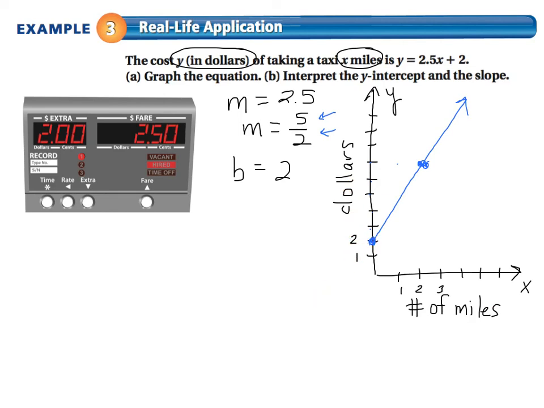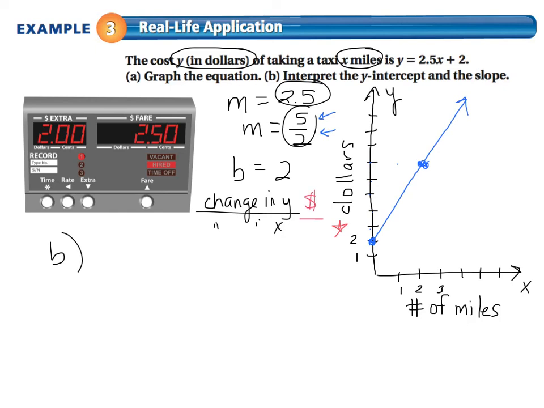So I graphed it. More importantly, interpret it. What does your slope mean? Your slope is 2.5, also known as 5/2. What does that mean? Here's the best thing I love. I love when students see this. You know that change in y is what slope is on top. Change in x is the bottom. What's your y label? It's dollars. What's your x label? Miles. So your label is dollars per mile.